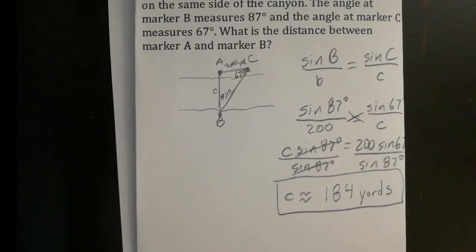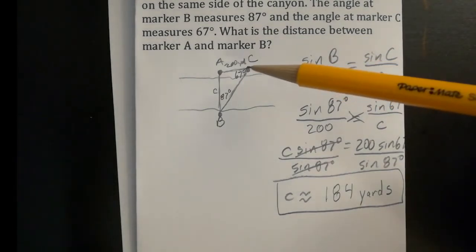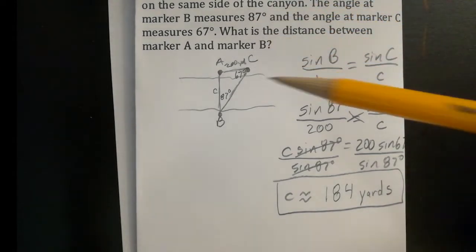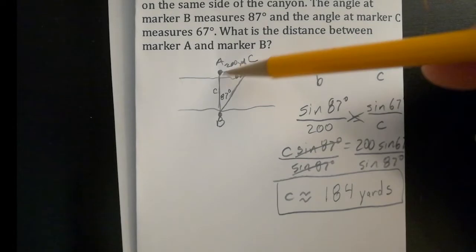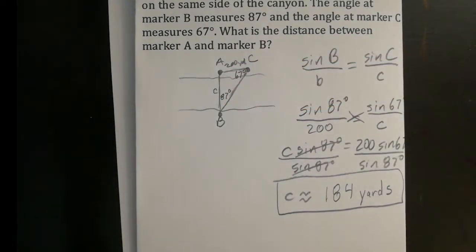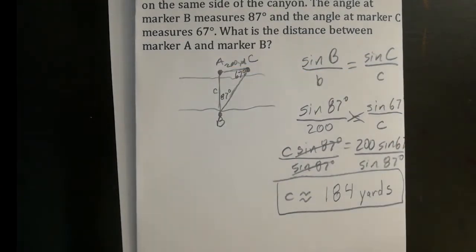Okay, so this is what I got on the Grand Canyon problem. You just have to read these really carefully when you make your diagram. All right, so yeah, this was the diagram, or something similar to it. If you went the other way here, drew the triangle the other way, that would have been fine. A and C just had to be on the same side of the canyon.